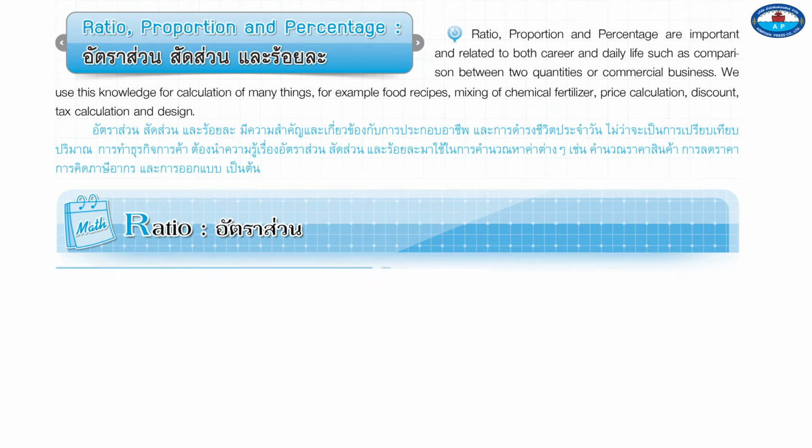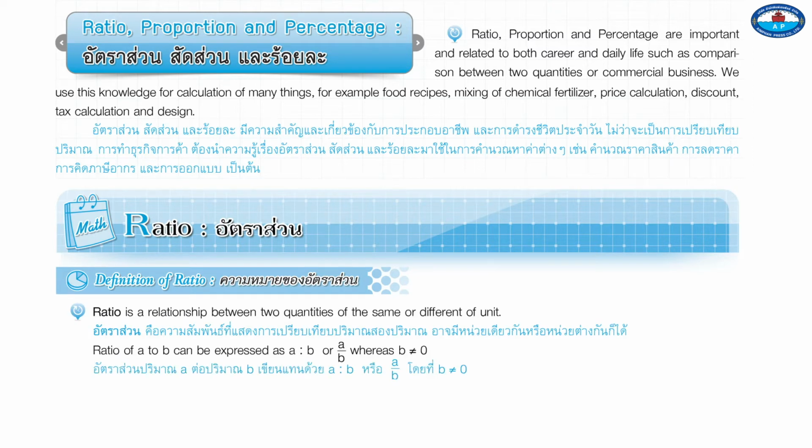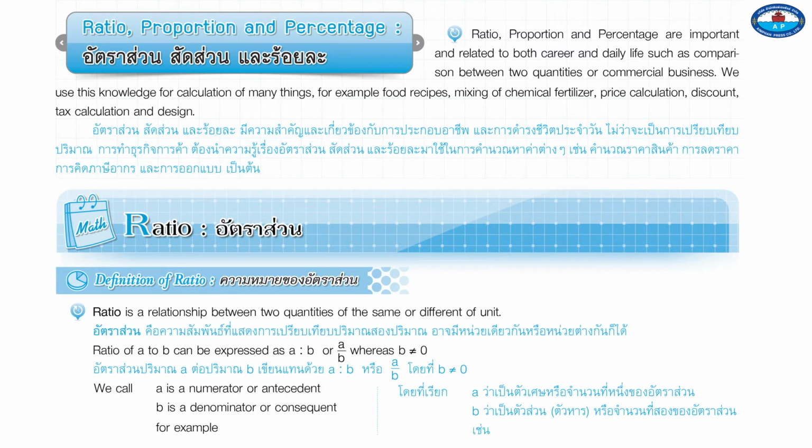Ratio. Definition of ratio. Ratio is a relationship between two quantities of the same or different unit. Ratio of A to B can be expressed as A:B or A over B, where B does not equal 0. We call A the numerator or antecedent. B is the denominator or consequent.